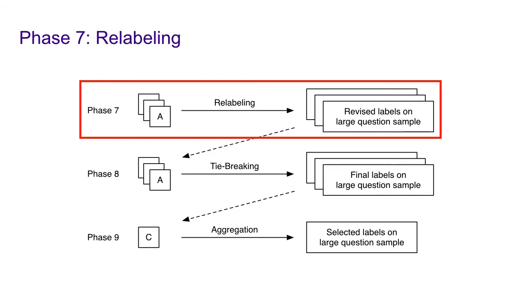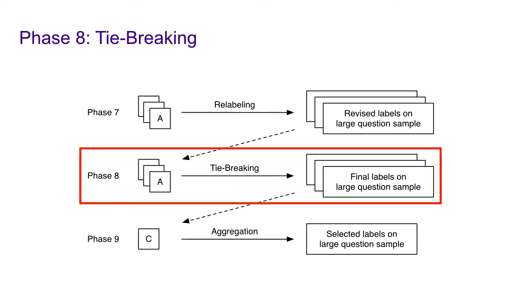In the 7th phase, assessors reconsider their labels based on the feedback provided by the coordinator in the previous phase. Although the assessors are expected to review their labels at this stage, they are not obliged to change them if they continue to think that their interpretation is correct.